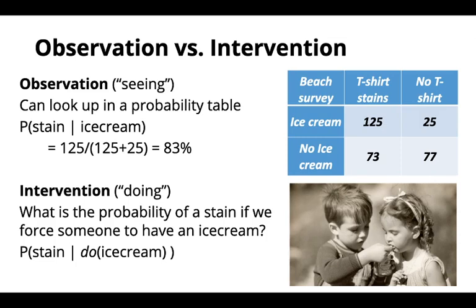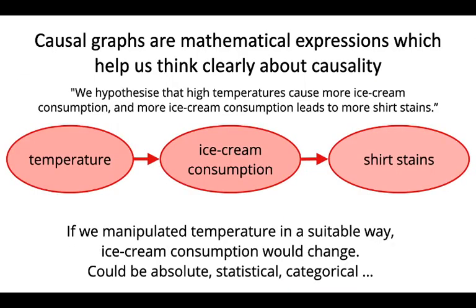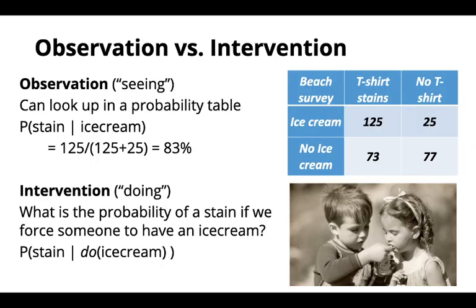And in causal graph theory, this is referred to as the do calculus. So sometimes people write this little do statement. So there's the probability of a stain given that you've intervened and made someone eat an ice cream.